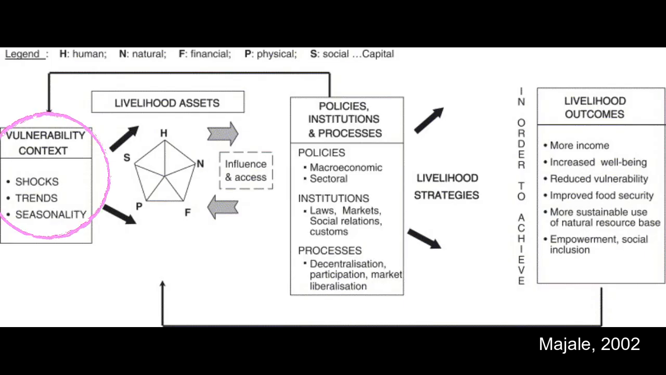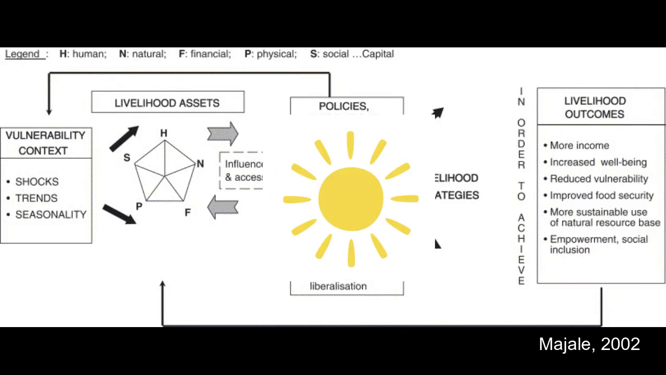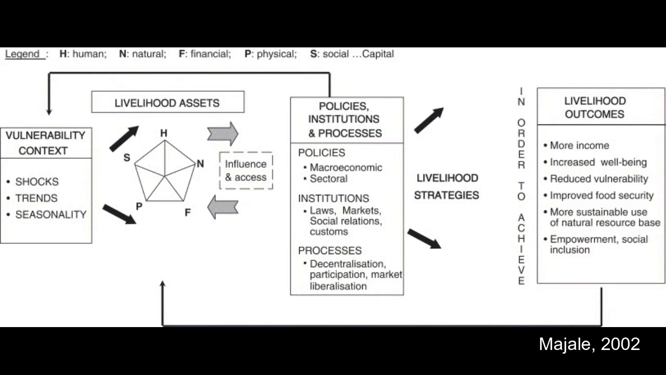Over here, we have the external factors that can affect the capacity of getting these assets, such as shocks, stressors, and seasonality. The framework indicates that policies, institutions, and processes like social relations, market, and organizations can also facilitate or prevent people from achieving these assets. Finally, we have the outcomes for a sustainable livelihood, which include more income, increased well-being, reduced vulnerability, improved food security, better natural resource management, and community empowerment.